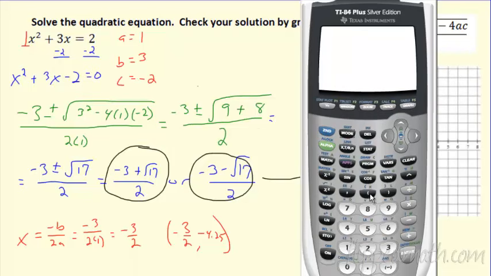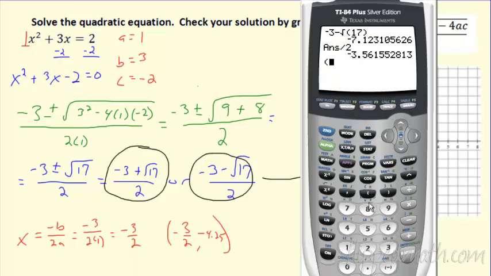So use parentheses if you're going to do it in one line. I usually do it in two. I usually say negative 3 minus the square root of 17. And I want you to be able to find the decimal form. So we have the exact form, and there's the decimal form. Then I subtract them on top, then divide it by 2. So it should be at negative 3.56.